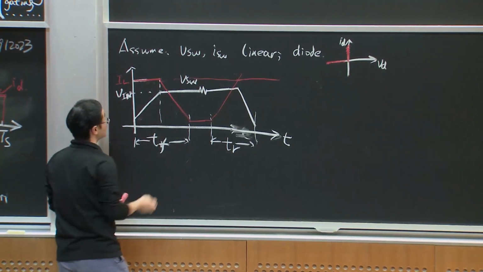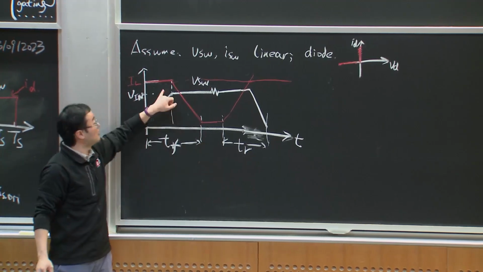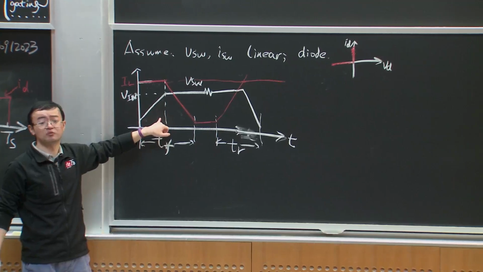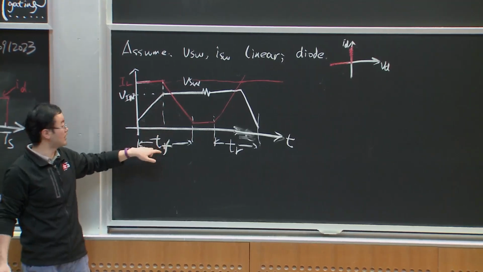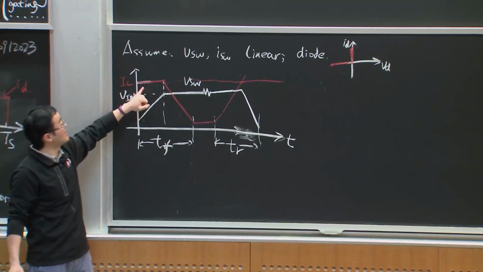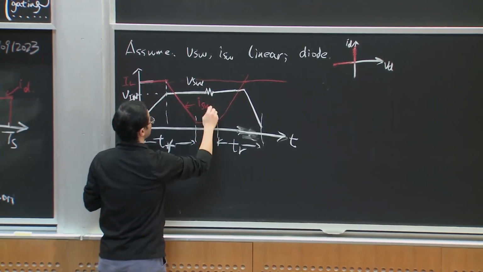For an ideal switch, because this will be 0 and this will be 0, the current and the voltage will have no overlap. So for the ideal switch, the switching loss will be 0. But for a practical switch, because we have the T_f and the T_r, the switch current and the switch voltage will have some overlap. So we will have some switching loss.